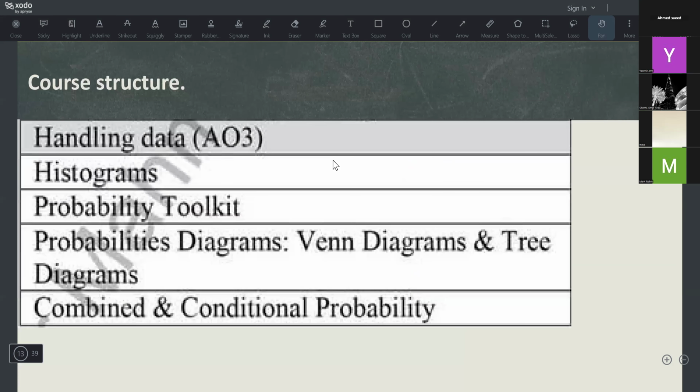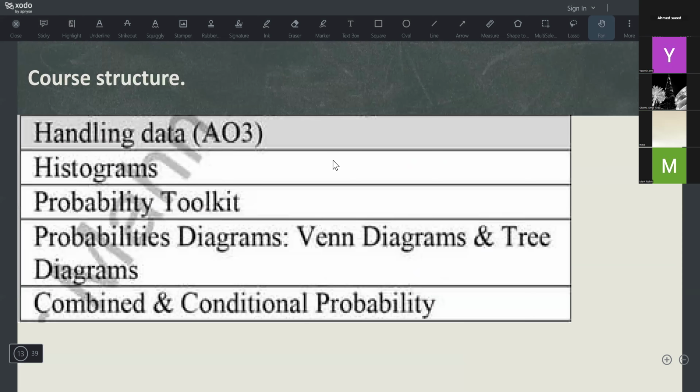Last unit in paper 1, unit 1 modular, is handling the data or statistics and probability: histogram, probability or basics of probability, Venn diagram, tree diagram, compound and the conditional probability, also 15% in our exam paper.